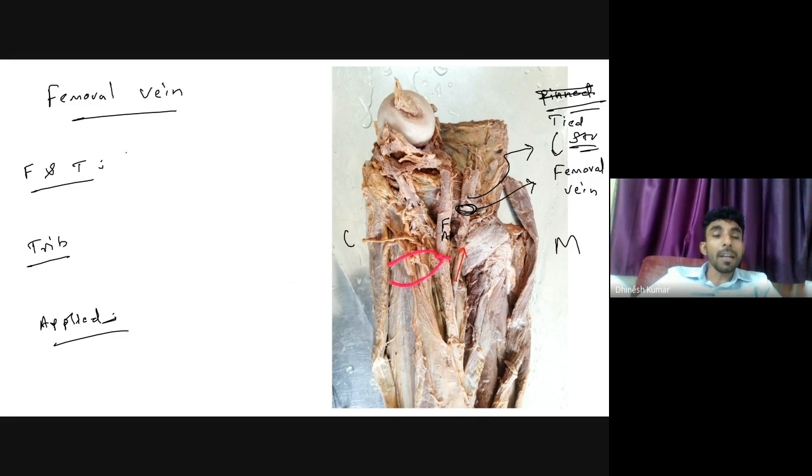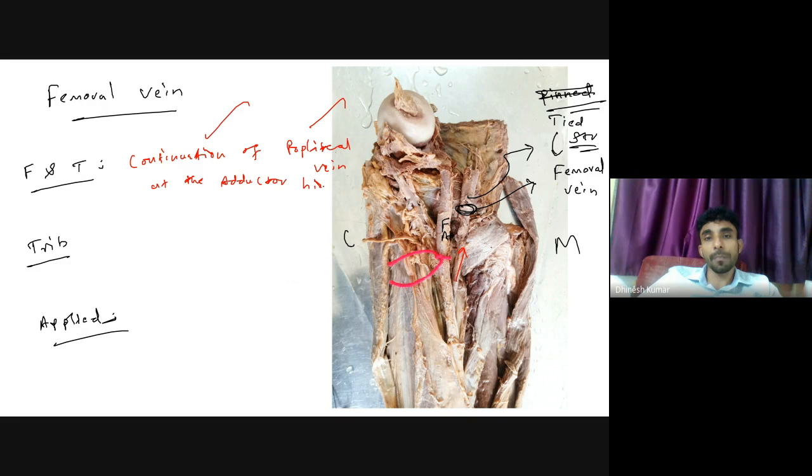So femoral vein, it is the upward continuation of what? Femoral vein is the continuation of popliteal vein, just opposite to the femoral artery. Where the femoral artery terminates, that is the beginning site of femoral vein. So it is the continuation of popliteal vein at the adductor hiatus.